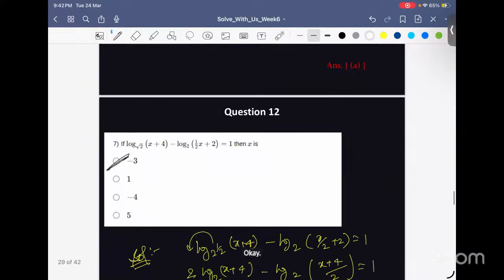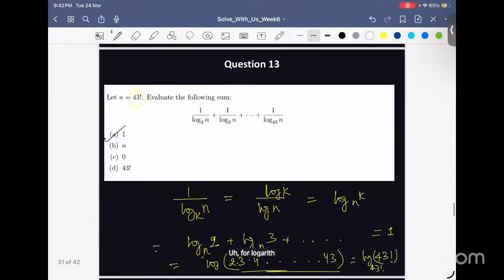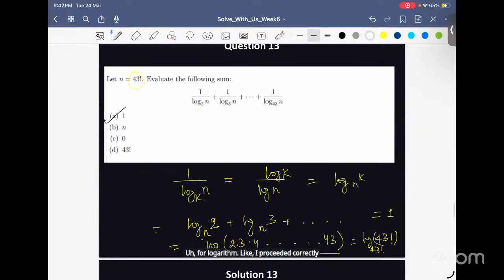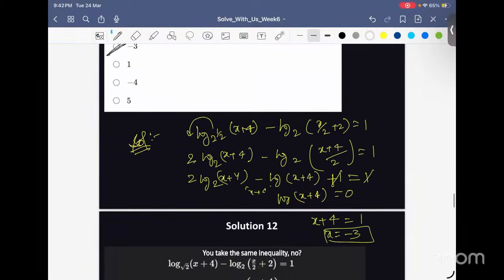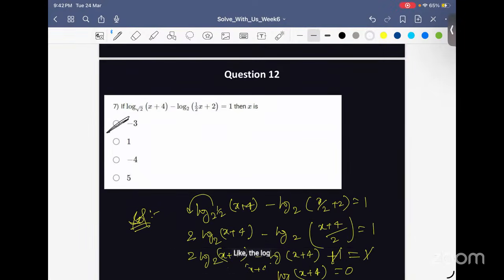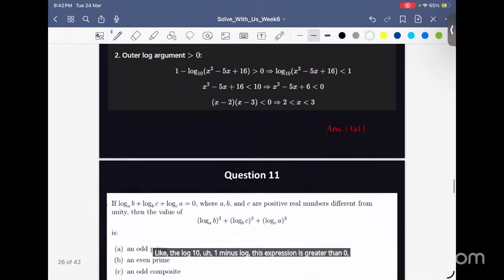Okay, for logarithm. I proceeded correctly, but the inequality in the third step I took wrong. You take the same inequality, whatever has been written in the log question: log base 10, 1 minus this expression is greater than 0. That I took correctly.